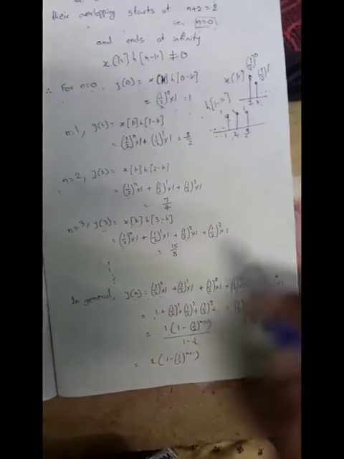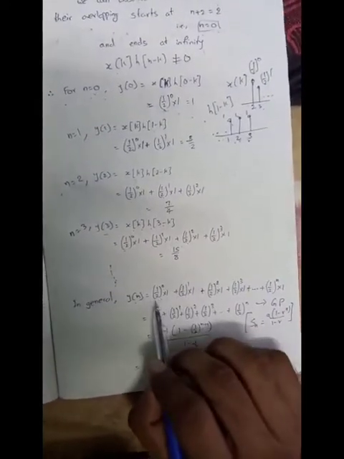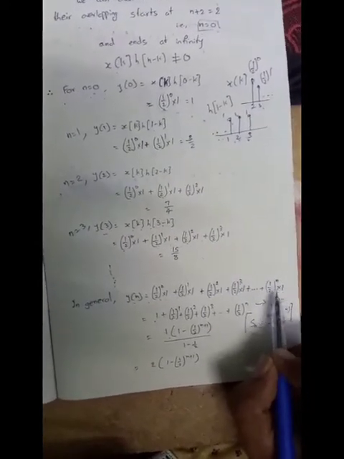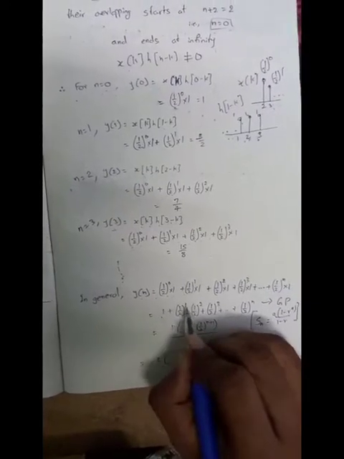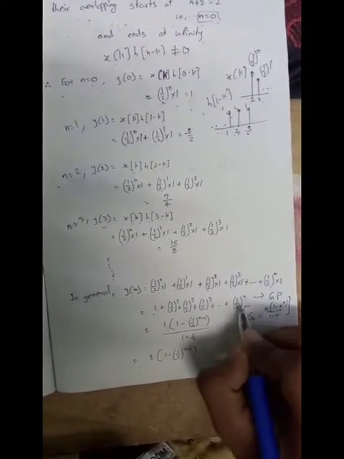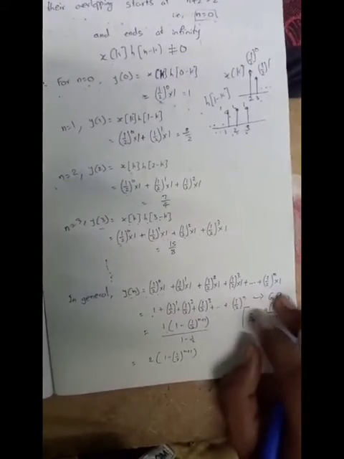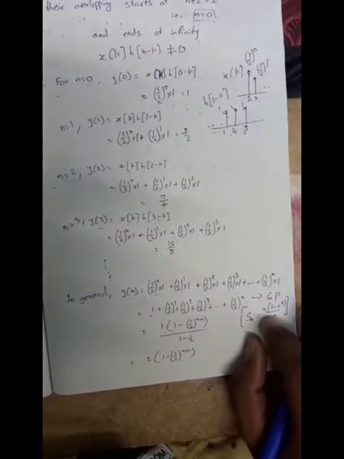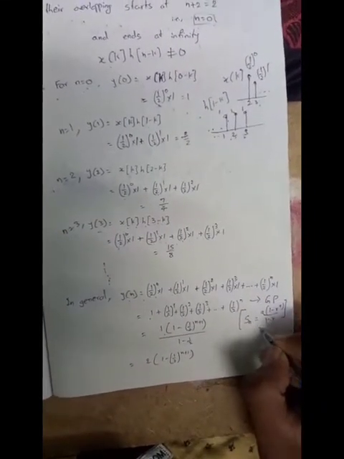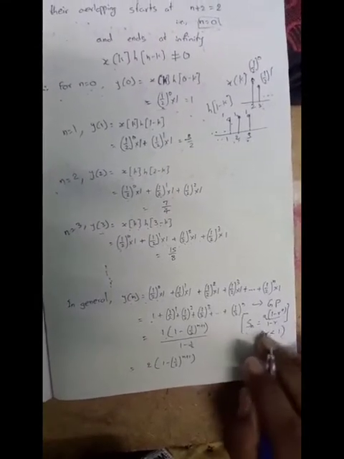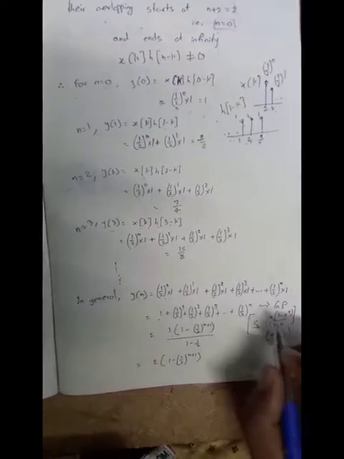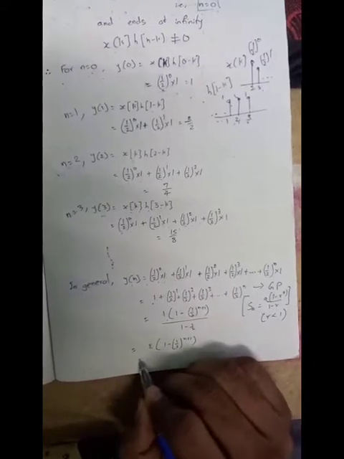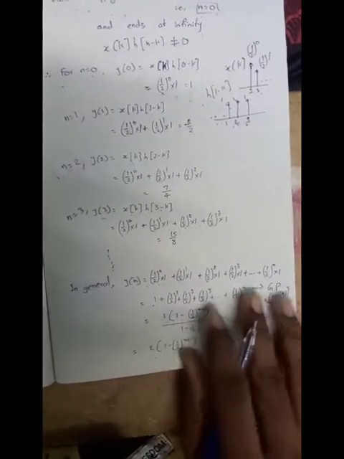In general we can write y of n is 1 by 2 whole power 0 into 1 plus 1 by 2 whole power 1 into 1 and so on up to 1 by 2 whole power n into 1. On simplifying, we get 1 plus 1 by 2 whole power 1 plus 1 by 2 whole square and so on up to 1 by 2 whole power n. This is a geometric progression, and we know the sum of n terms in a geometric progression is Sn equal to a into 1 minus r power n by 1 minus r for r less than 1. Here r is the common ratio, which is equal to 1 by 2, and a is the first term, which is equal to 1. Substituting, we finally get 2 into 1 minus 1 by 2 whole power n plus 1 as the answer.